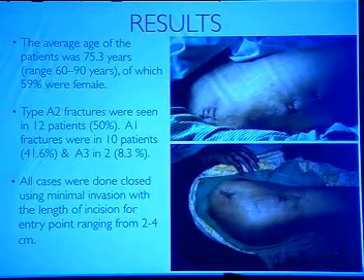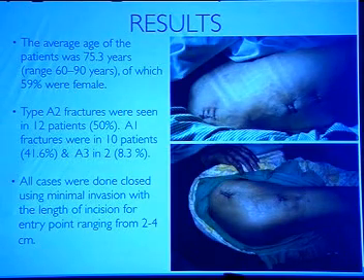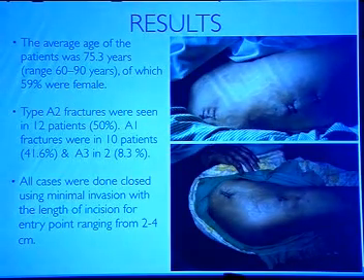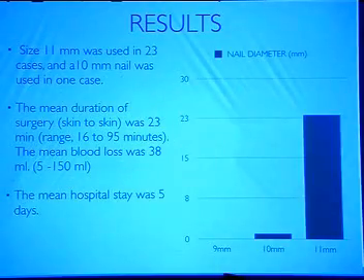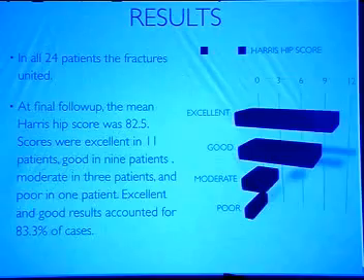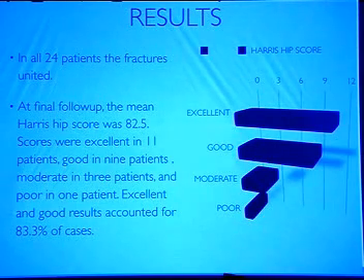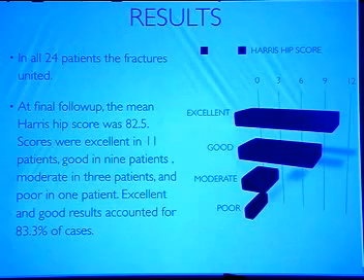The results: the average age of the patients was 75 years. Type A2 was seen in 12 patients, A1 in 10, and A3 in 2. All cases were done using a minimally invasive incision, with entry point ranging from 2 to 4 centimeters. The mean duration of surgery, skin to skin, was 23 minutes. The mean hospital stay was 5 days. In all 24 patients, the fractures united.